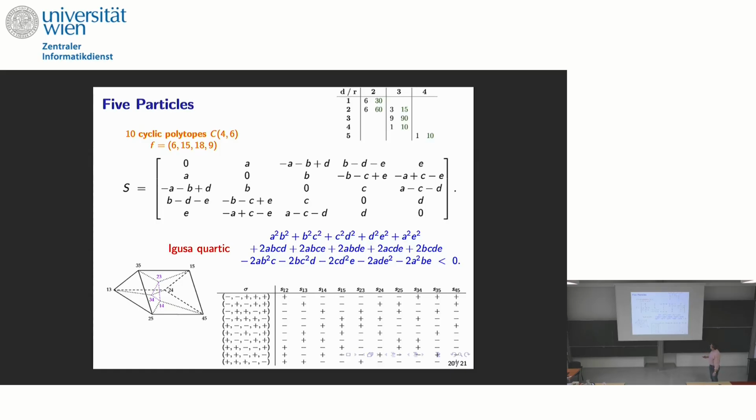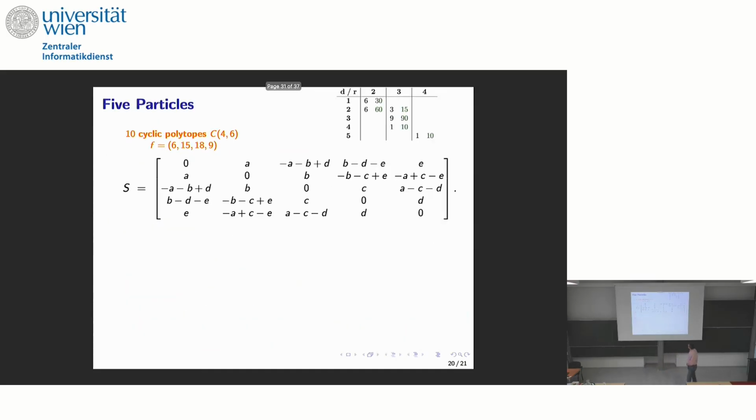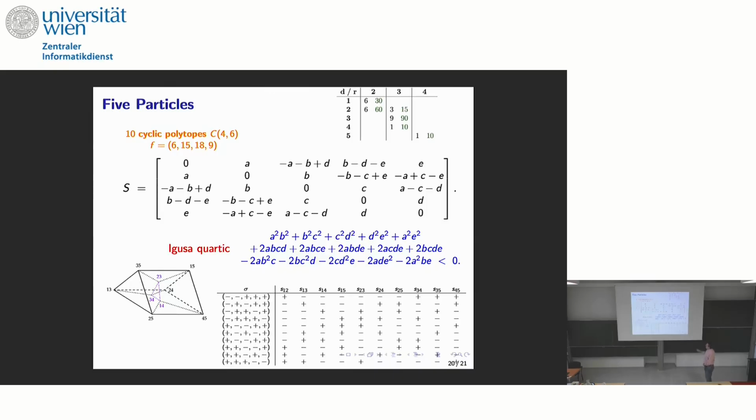So let me say this again. So the analog now to this picture is not 3 cones in dimension 2, and each of these is a cone over a 1-dimensional convex polytope. 1-dimensional convex polytopes are combinatorial, not so interesting. But now, for 5 particles, we have 10 of these cones, and each of them is the cone over a cyclic polytope.